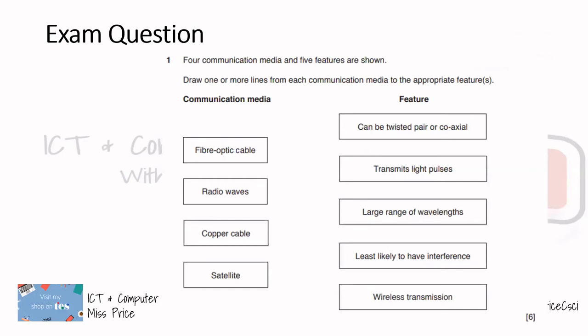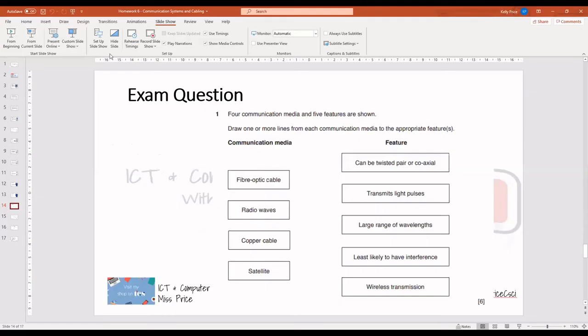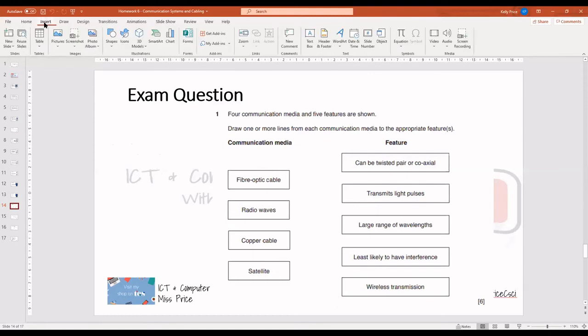Okay, so let's move on to exam questions. Now, I'm going to use the shapes here so I can draw the lines. This one says 4 communication media and 5 features are shown. Draw 1 or more lines for each communication media to the appropriate features. So it says 1 or more lines. Now, this is what you like to call the Cambridge troll. So please do not draw lines for the sake of drawing lines.